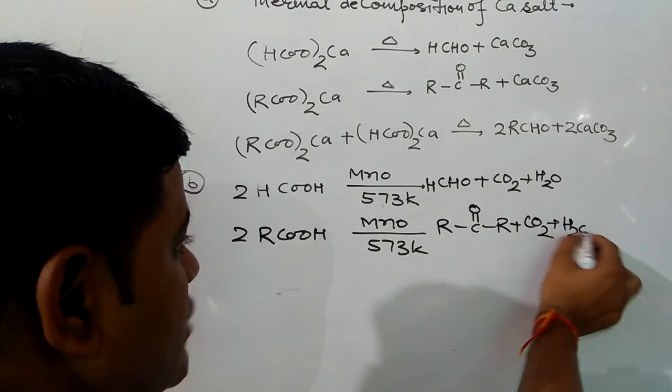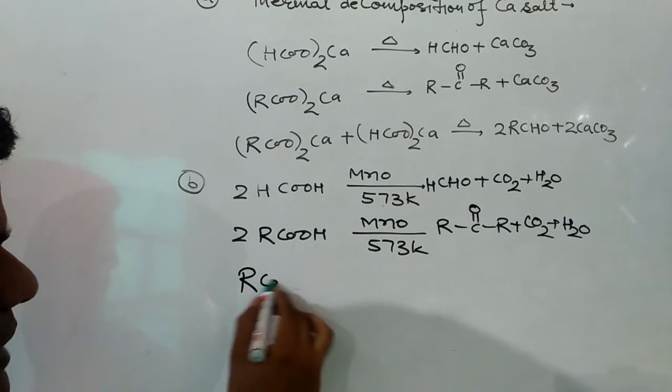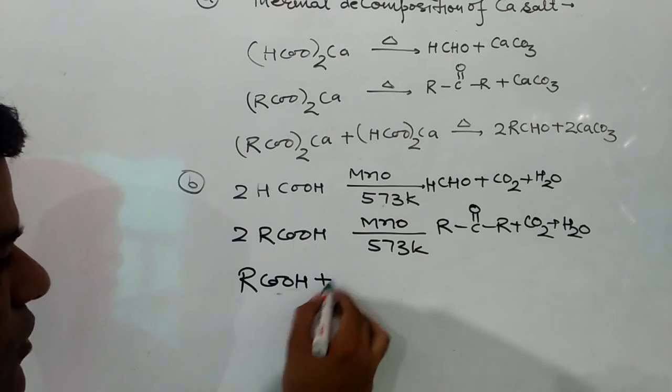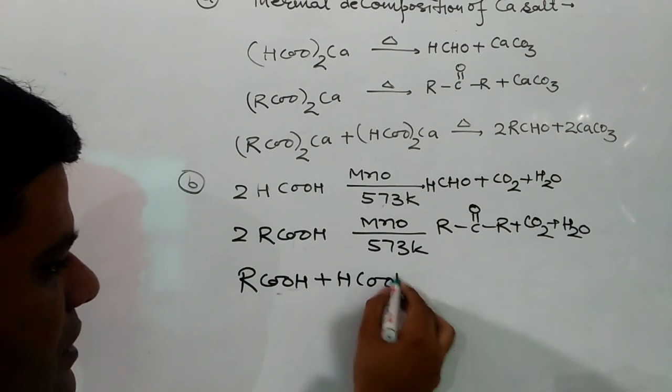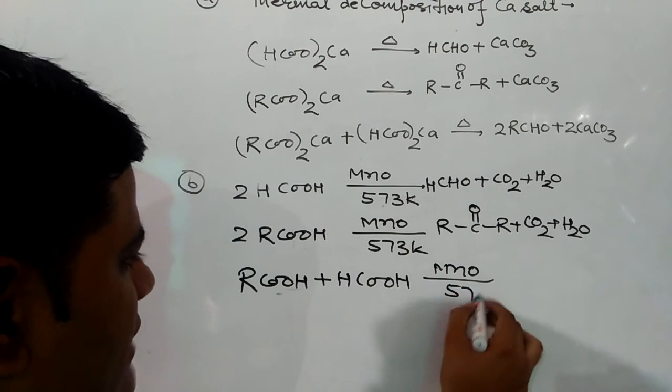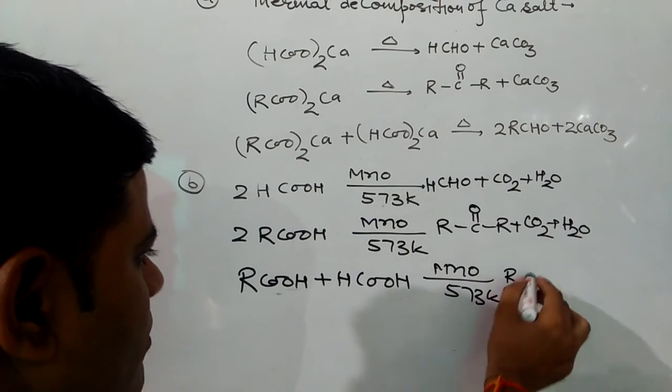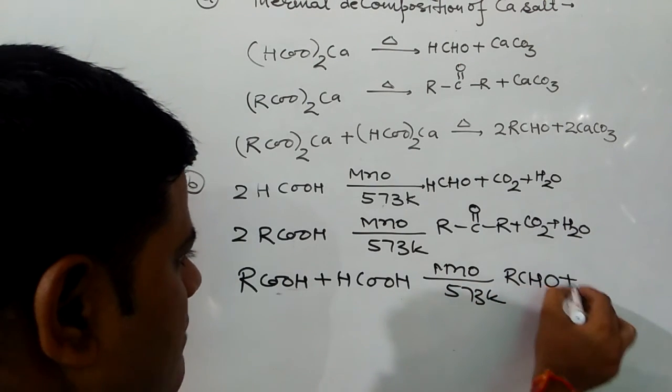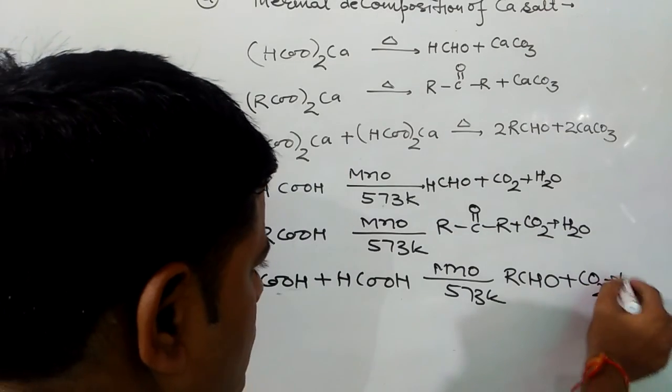And if a mixture of these two is passed, a mixture of carboxylic acid and formic acid over MnO at 573 Kelvin, then we will get an aldehyde other than formaldehyde plus CO2 plus H2O.